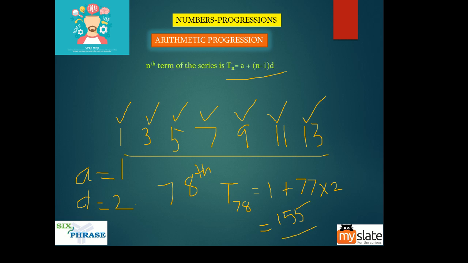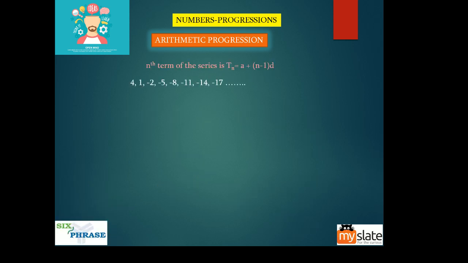You see how easy it is to find a term using this formula. We'll find terms like this. I've given you a sample arithmetic progression where A is 4 and D is minus 3. If I want to find the second term, we know the second term is 1, but let us see if this formula works correctly. So T2 is equal to A, which is 4, plus n minus 1, which is 2 minus 1, into D, which is minus 3.